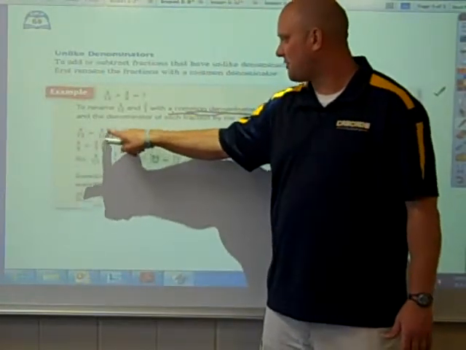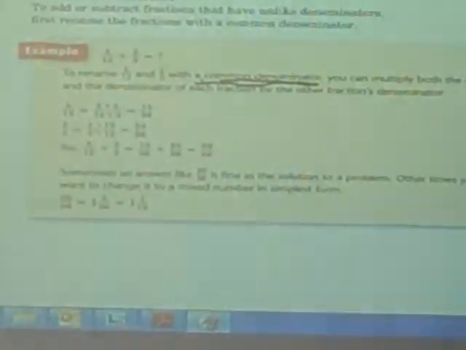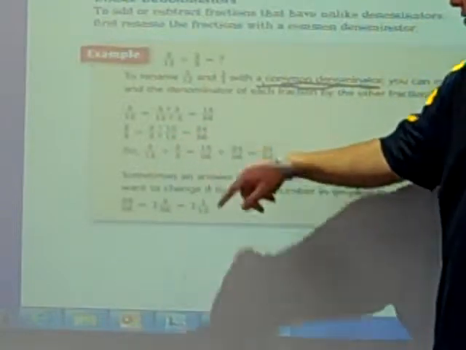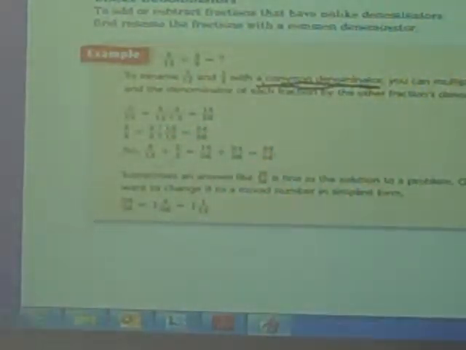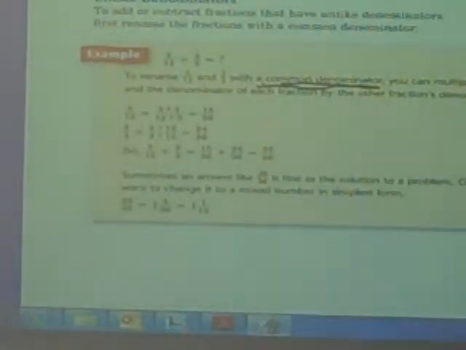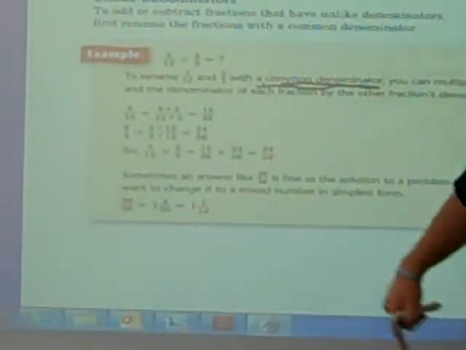So 5/12, you multiply them both by 3, you get 15/36. 2/3, multiply them both by 12, you get 24/36. Now you can add those two numbers and get 39/36. Now you have this improper fraction here, which can be changed now to a mixed number.